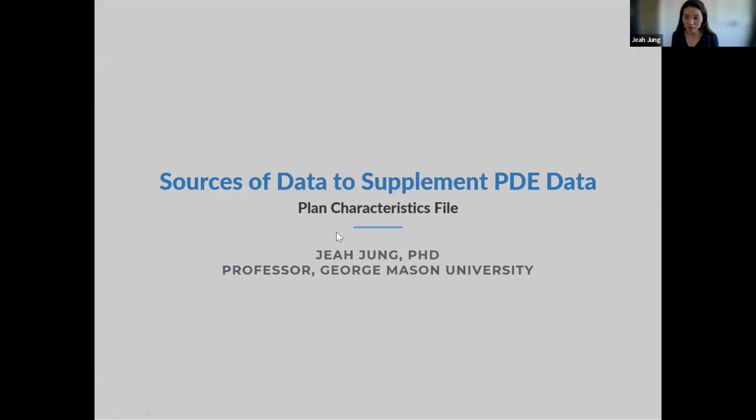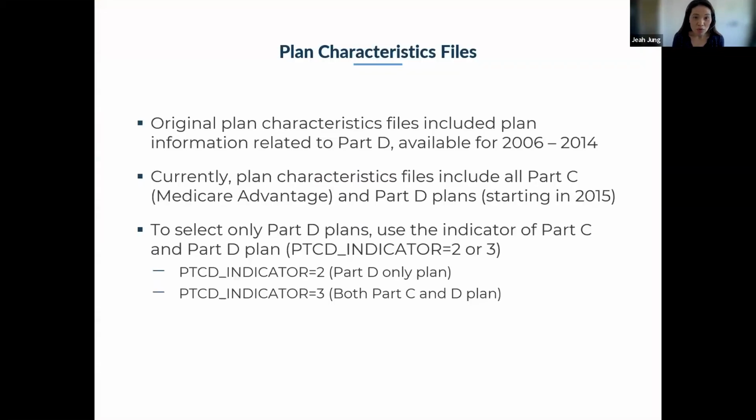So now you're going to look at another data source that you can supplement PDE data, and that's a plan characteristics file. Originally, the plan characteristics file was really for Part D. So data between 2006 and 2014 was called the Part D plan characteristics file, and that included information only on Part D plans.